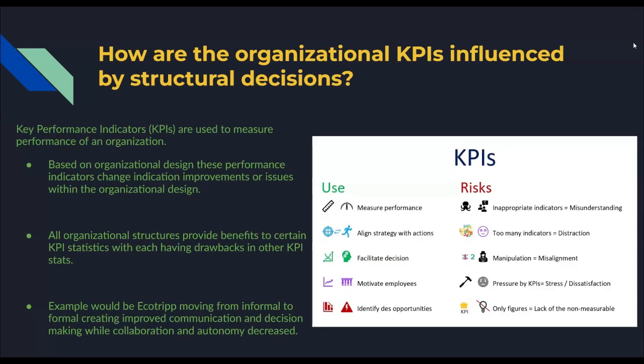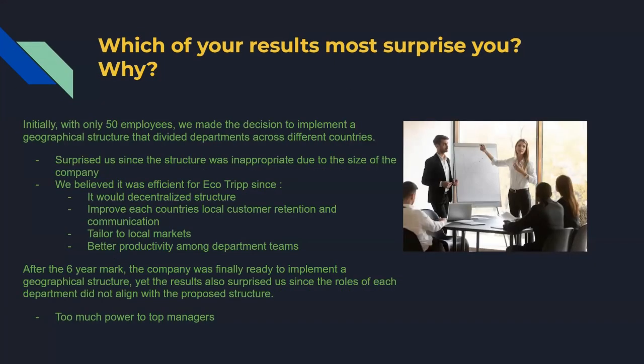How are the organizational key performance indicators influenced by structural decisions? Key performance indicators are used to measure performance of an organization. Based on the organizational design, these performance indicators change, indicating improvements or issues within the organizational design. All organizational structures provide benefits to certain KPI statistics, with each having drawbacks in other KPI stats. An example would be Ecotripp moving from an informal to formal structure, creating improved communication and decision-making, while collaboration and autonomy decreased.